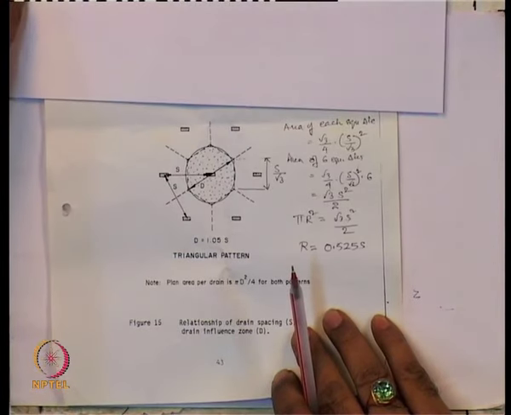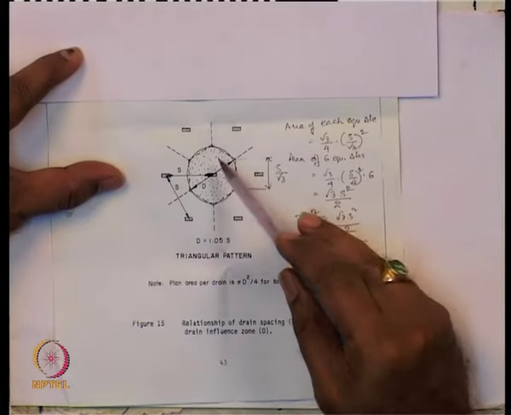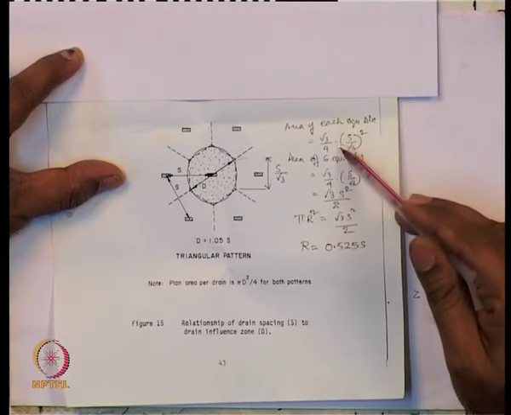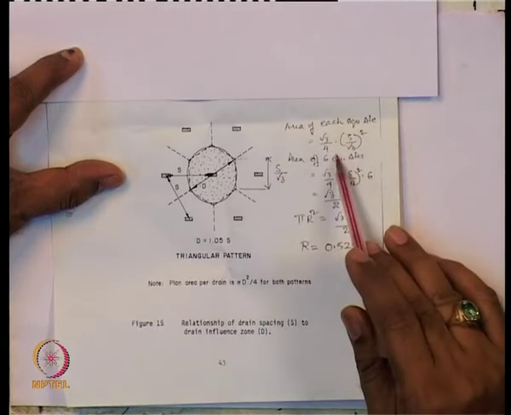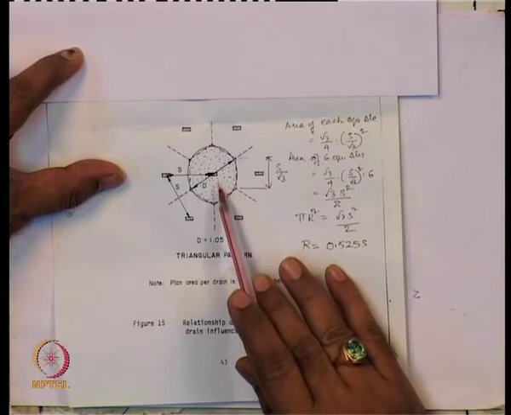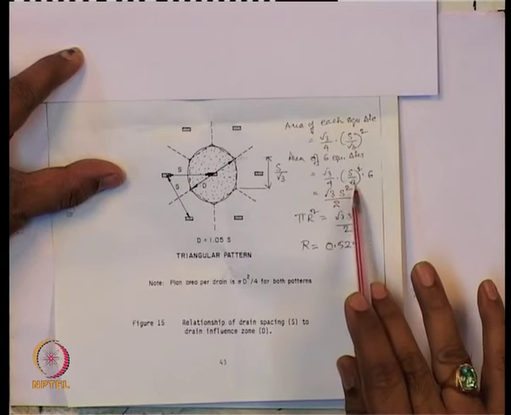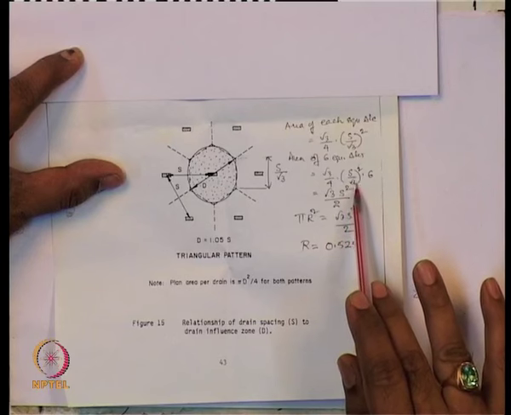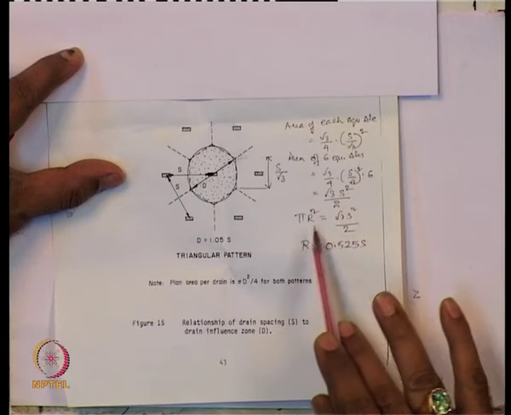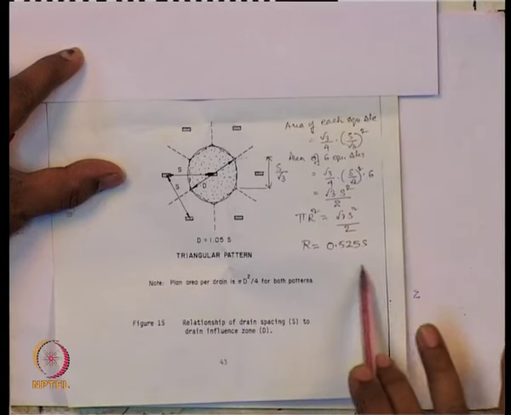And in case you are having the triangular pattern, where we have this hexagon, what you can see is that because of these 6 equilateral triangles we are considering, the area of each equilateral triangle is root 3 by 4 into (S by root 3) whole square. The area of the 6 equilateral triangles works out to be 6 into root 3 by 4 into (S by root 3) whole square, which comes out to be root 3 S square by 2, which is equivalent to pi r square equal to root 3 S square by 2, where r is equal to 0.525 S.